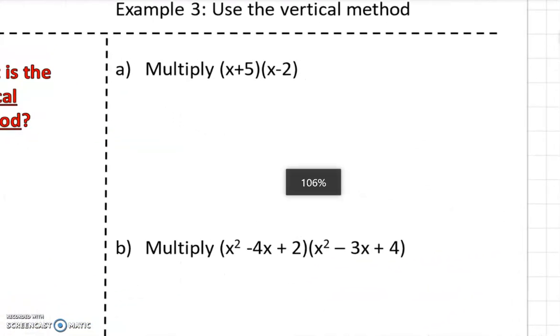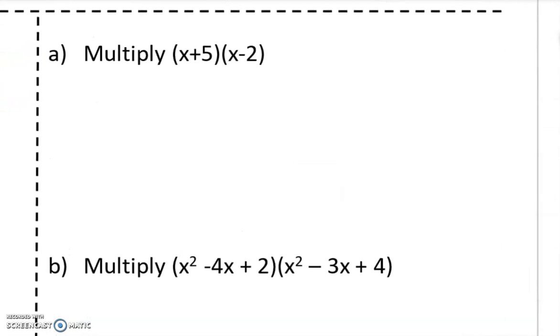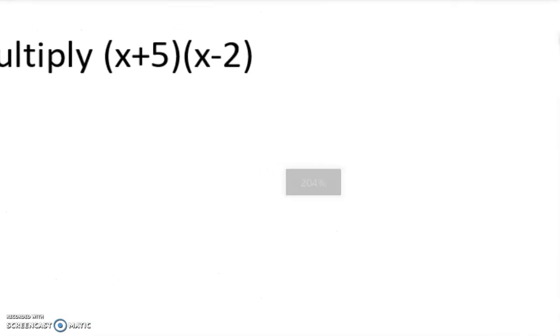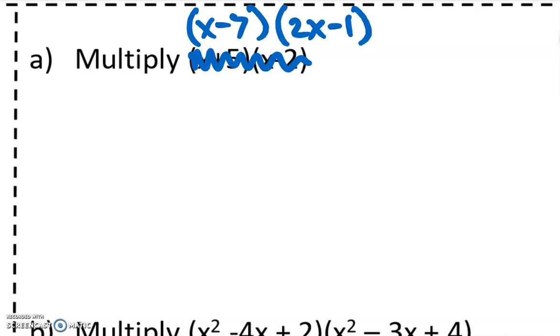A different method, so you can see we are going to multiply the same exact problems, but we're just going to do it with a slightly different method. So you can see something different. Let's go ahead and change the problem up a little bit. I think that would be a little bit beneficial here. So let's multiply x minus 7 times 2x minus 1.